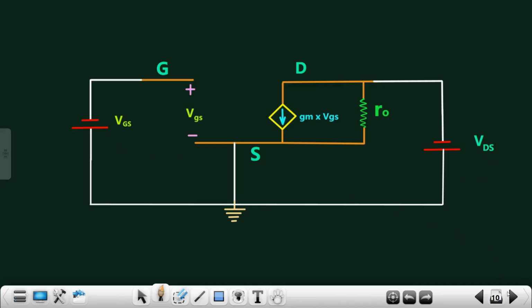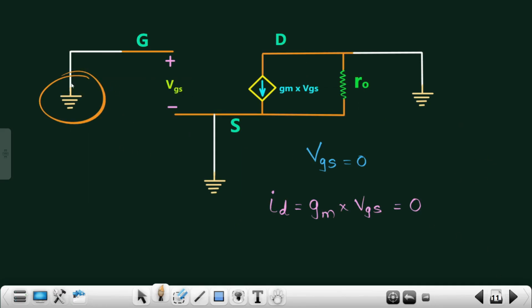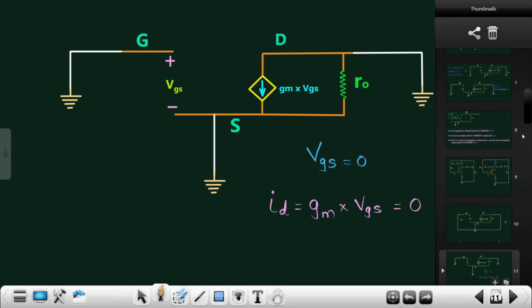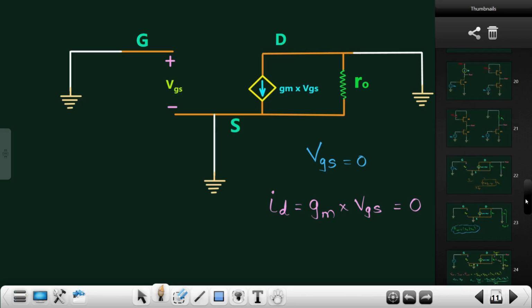Okay, and then that gets replaced with a ground. Basically they will be short circuited. I hope this particular point is absolutely clear to you all guys.